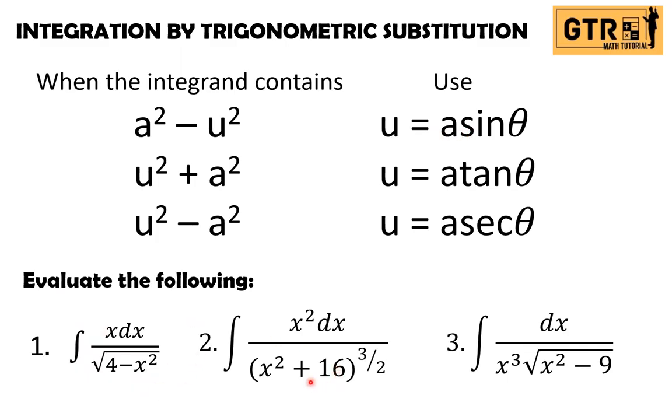For number 2, we have positive x squared plus 16. So we will use u equals a tangent theta. And for number 3, we have x squared minus 9. So it is in the form u squared minus a squared. So we will use u equals a secant theta.